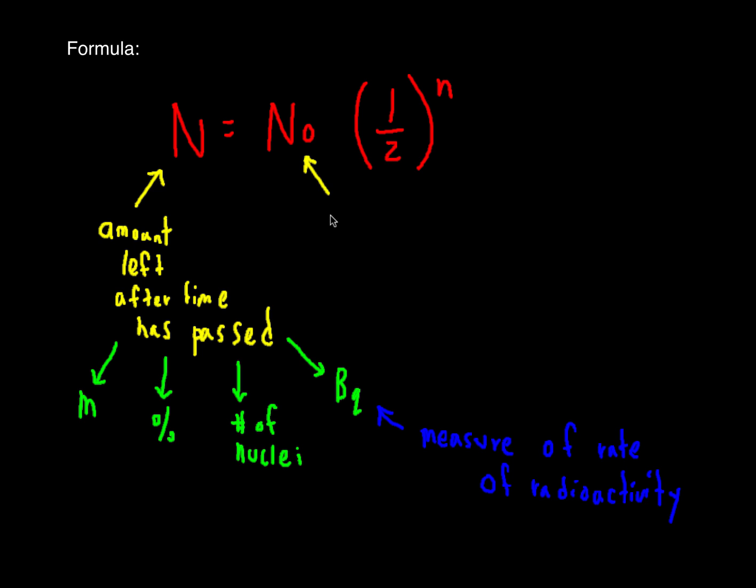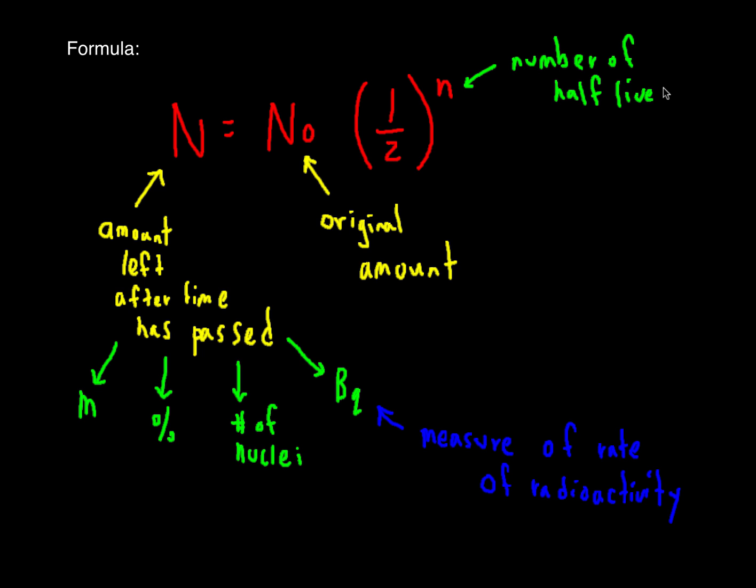N naught is the original amount. Small letter n, the exponent, represents the number of half-lives that have passed. You can calculate small letter n using the formula n equals T, the amount of time that has passed, divided by the time for 1 half-life. n equals T over T1/2.